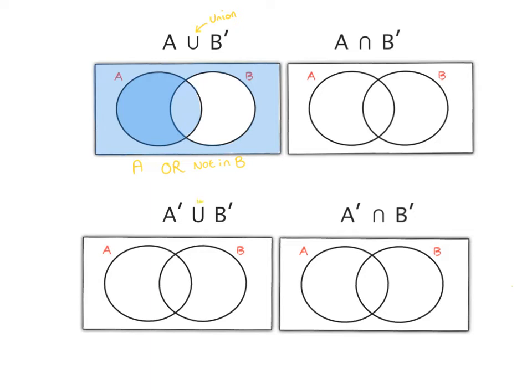So again, we've got union, so we know that it's going to be or, and we want everything that is not in A, because we've got A complement, or not in B. So I'm going to start off by shading everything that is not in A. And now I'm going to shade everything that is not in B. There might be some overlaps, but that's fine.